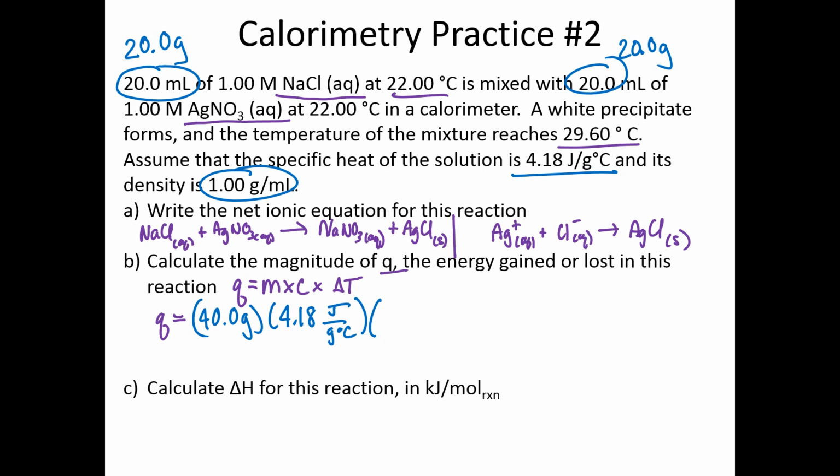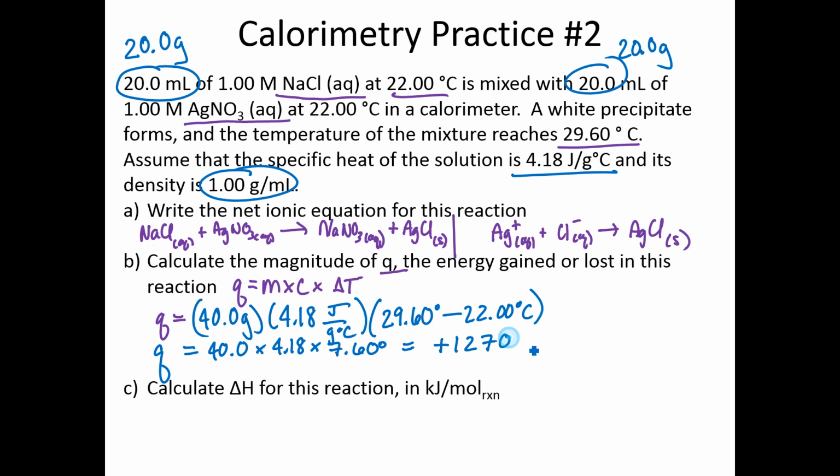And then my temperature change, notice they both start at the same temperature and they mix together and become 29.6. So my final temperature is 29.60. My initial temperature is 22.0. Let's think about our sig figs here. So this is 40.0, this is 4.18, this is 7.60. Notice that even though my temperatures had 4 sig figs, my change in temperature only had 3 sig figs. So keep an eye out for that. And you end up with a Q being 1270 joules. Okay, and remember, again, this is the Q of the surroundings.